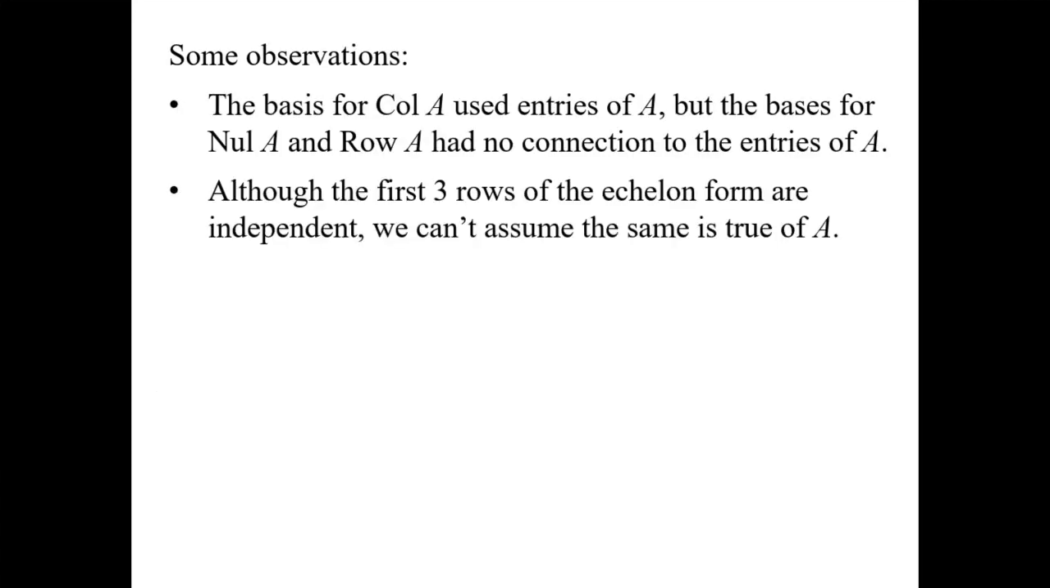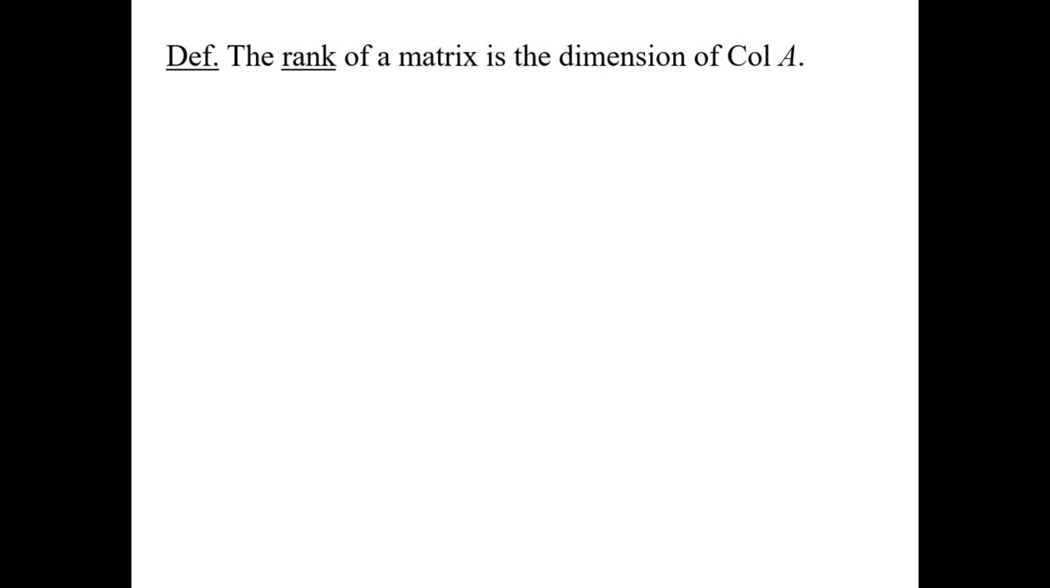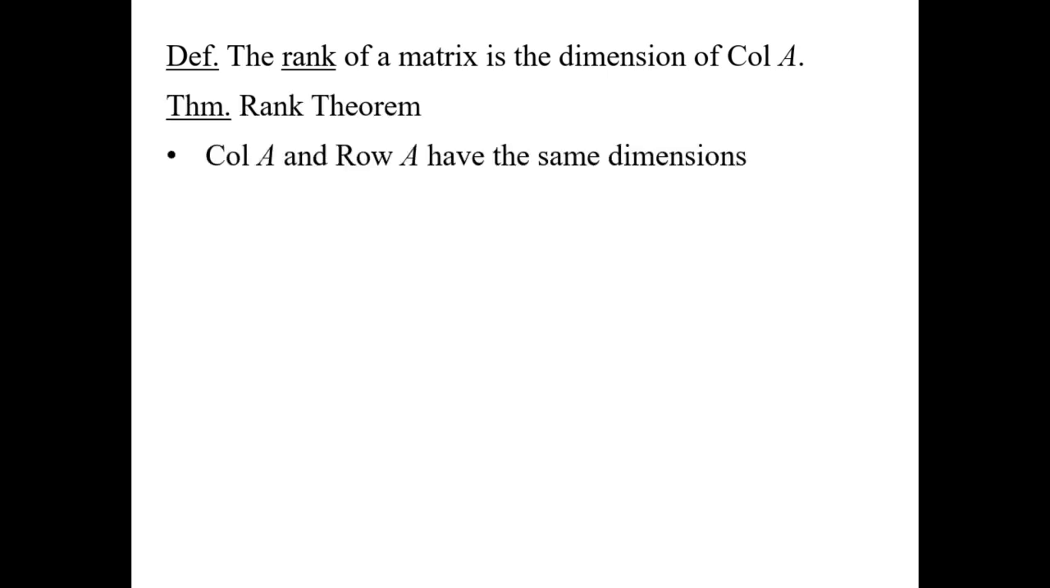Okay, now we need a definition here. The rank of a matrix is the dimension of the column space of A. Okay, that's our definition. The rank of a matrix is the dimension of the column space of A. And we have a theorem here. The row space and the column space have the same dimensions.